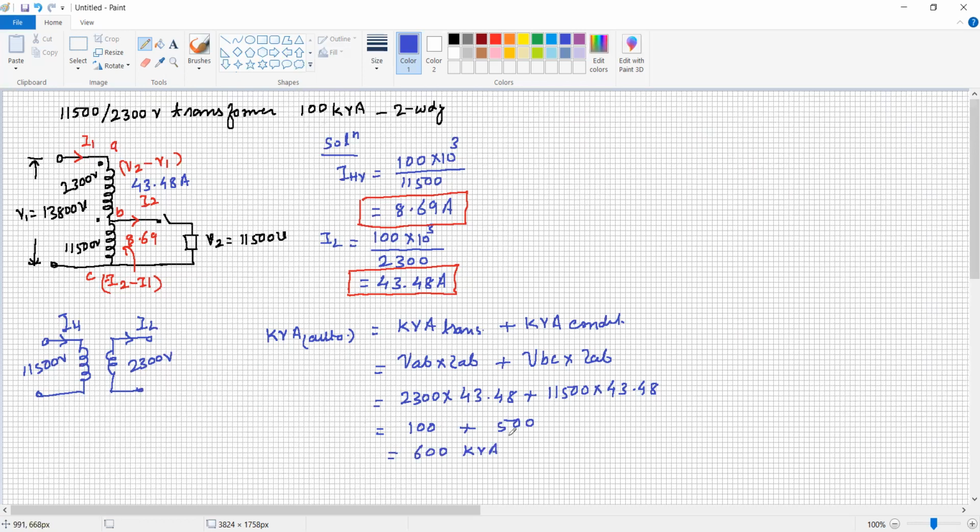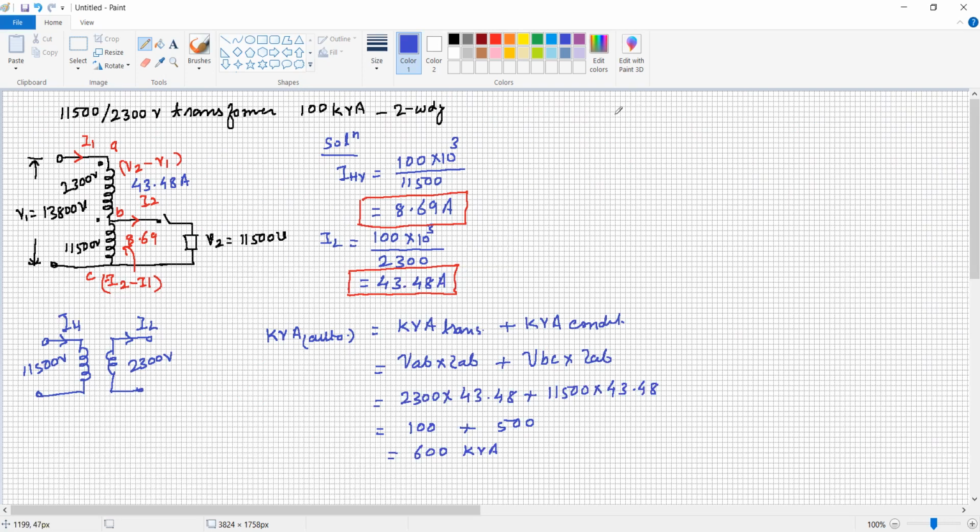See, the kVA rating has been increased. The kVA of the two winding transformer is only 100 kVA, whereas the same two winding transformer, when converted into the auto transformer by connecting the two windings in series, has a kVA rating of 600 kVA. Okay.